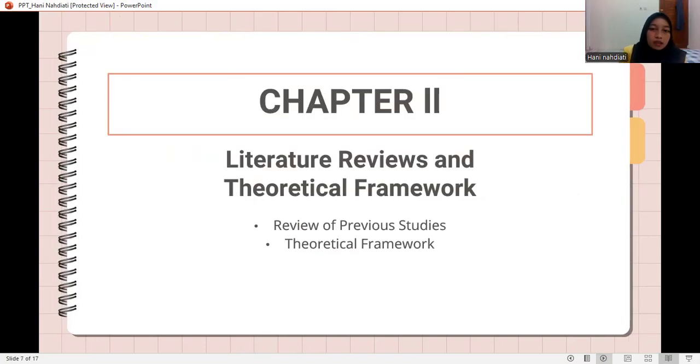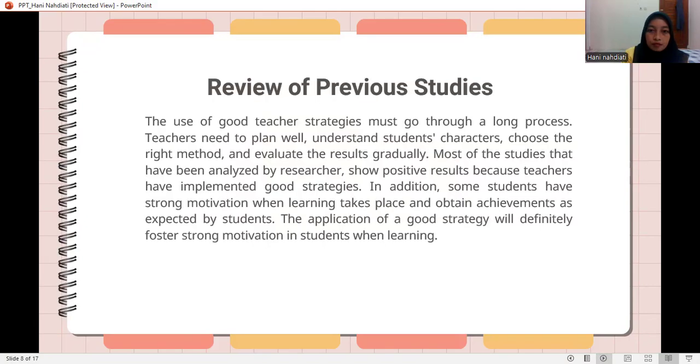The next chapter is chapter 2. It is about literature review and theoretical framework. In the review of previous studies, the use of good strategies, teacher strategies, must go through a long process. Teachers need to plan well, understand students' characters, choose the right method, and evaluate the result gradually. Most of the studies that have been analyzed by researchers show positive results because teachers have implemented good strategies.